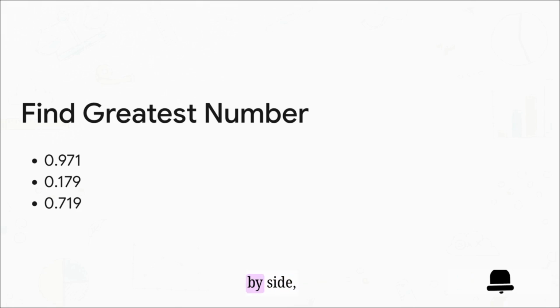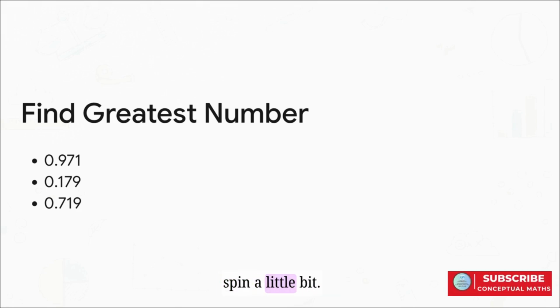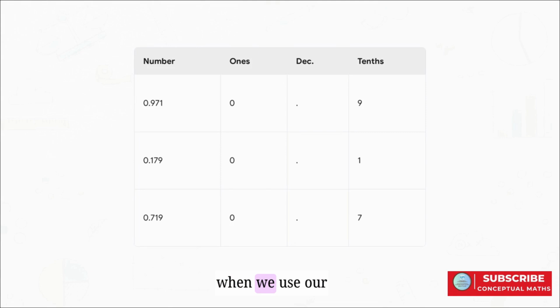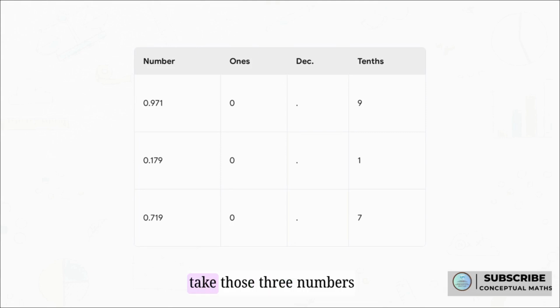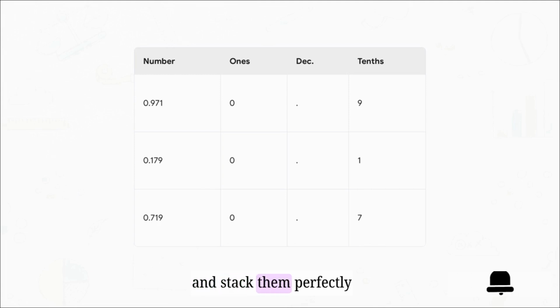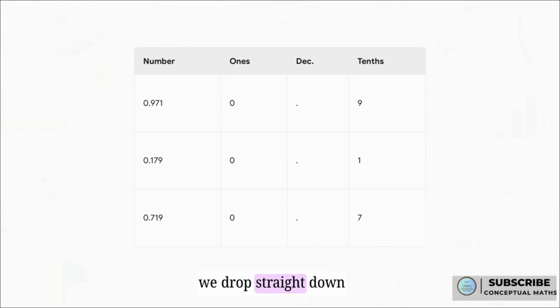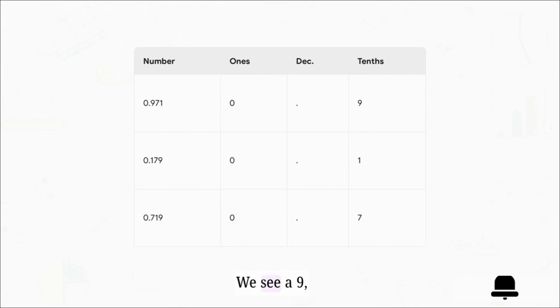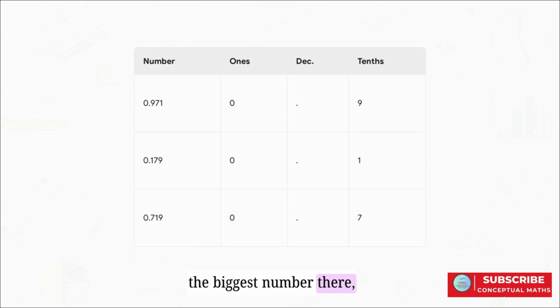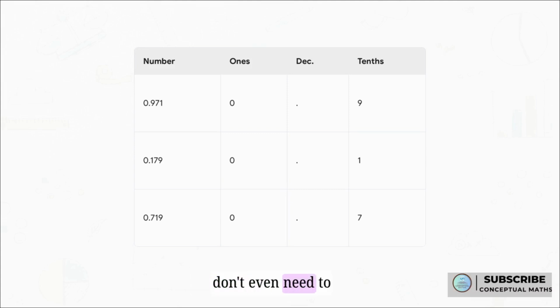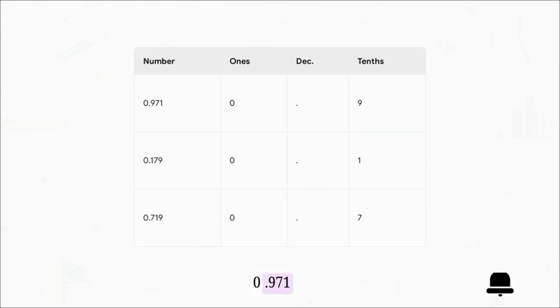If you just look at them side by side, it can definitely make your head spin a little bit. But let's see how this builds when we use our visual tools. We take those 3 numbers and stack them perfectly by their place values. All the ones are 0. So following our golden rule, we drop straight down the tenths column. We see a 9, a 1, and a 7. Well, 9 is clearly the biggest number there, so the comparison stops. We don't even need to look at the rest of the numbers. 0.971 is our undisputed winner.